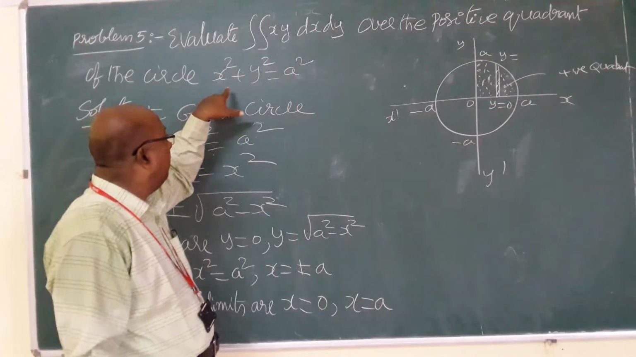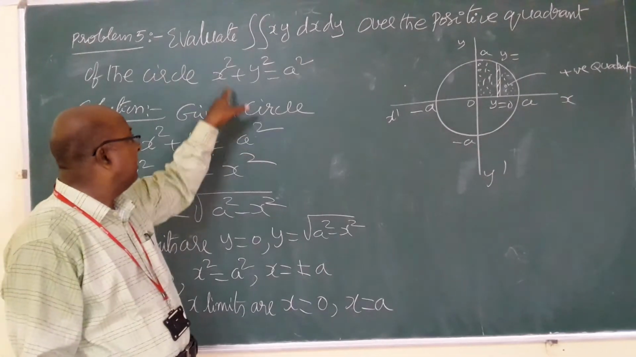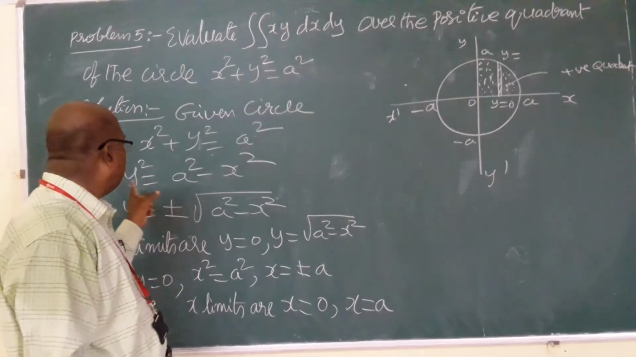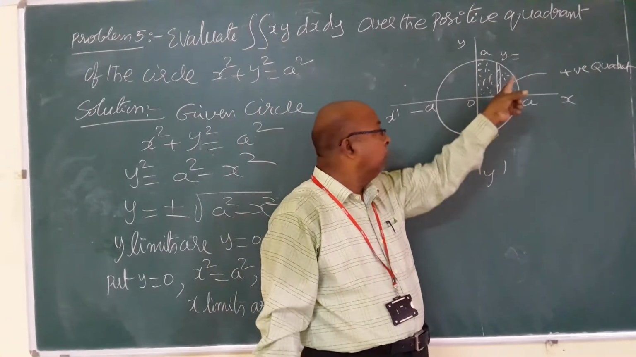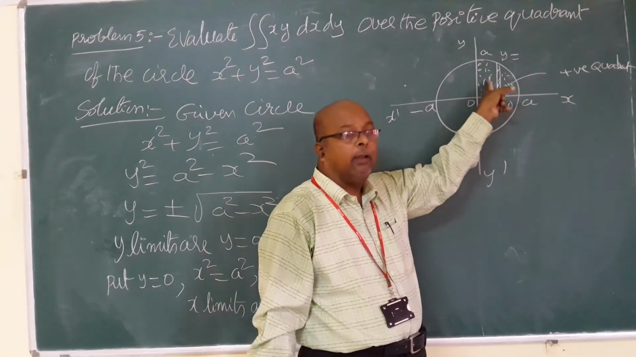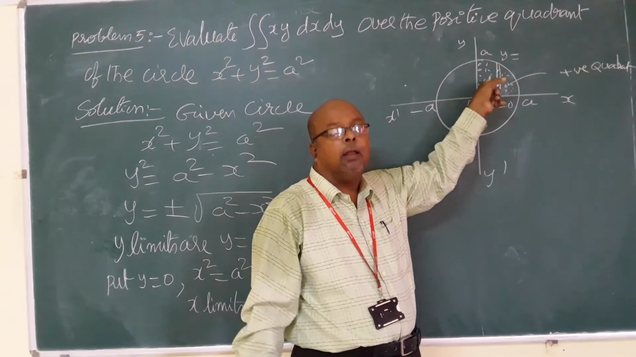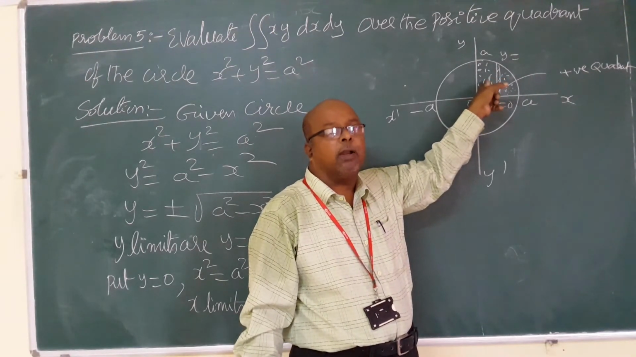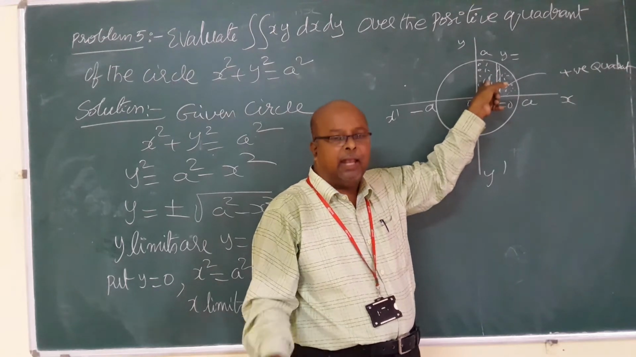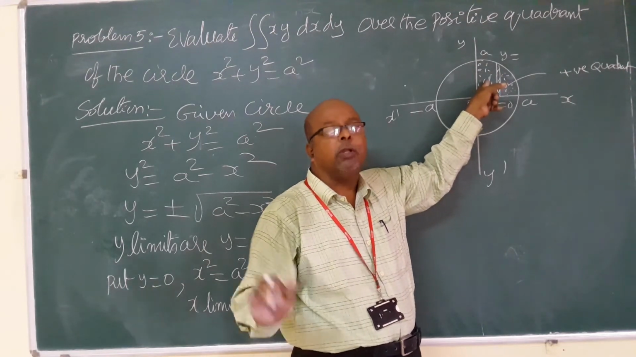Whatever it may be. So here the given circle is x square plus y square is equal to a square. Look here, this is your circle diagram. This is the positive quadrant. Positive quadrant means x is positive, y is positive, the first quadrant. X starts from 0, y starts from 0.